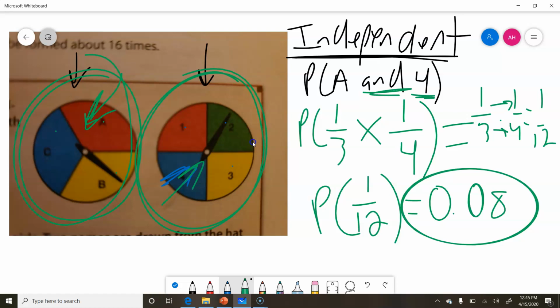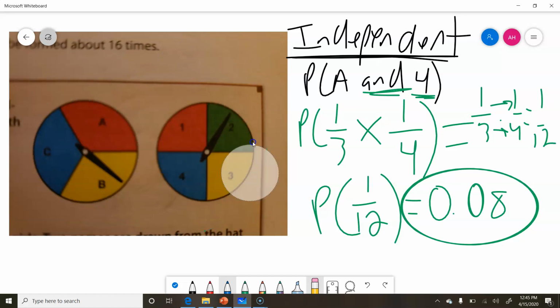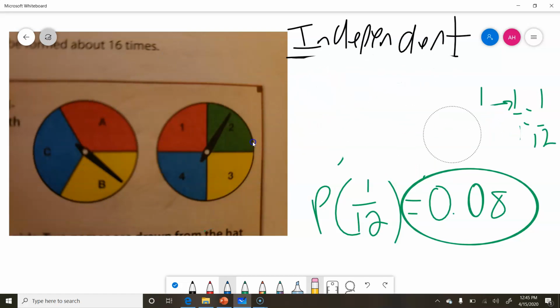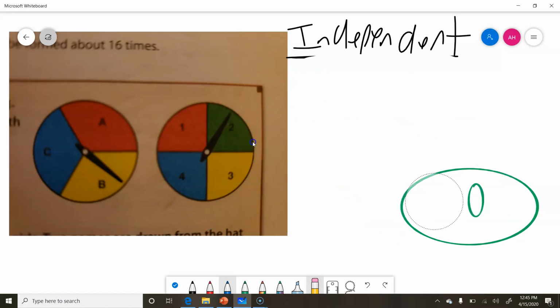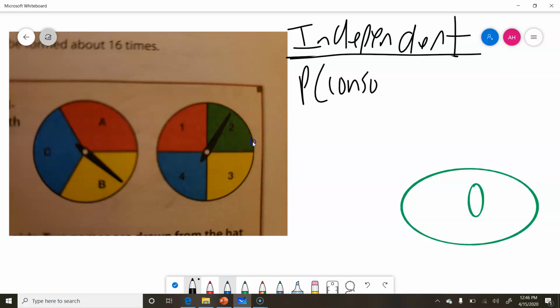Okay, now let's look at another one. Same chart, so I'm just going to erase over here because we are using the same chart. Still independent events. Okay, here we go. What is the probability now of a consonant and an odd number? So you have to go back to English class real fast.